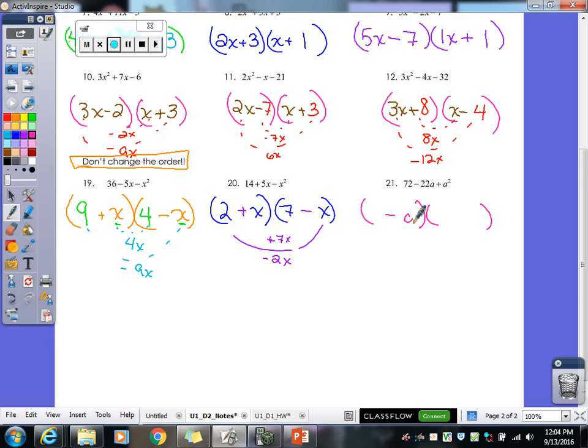So then our last one, signs would be the same. They'd both be negative, so we would have a minus a and a minus a. So we're looking for what multiplies to 72 but combines to give us 22. 18 and 4. 18 times 4 is 72, and then 18 plus 4 would give us our 22.